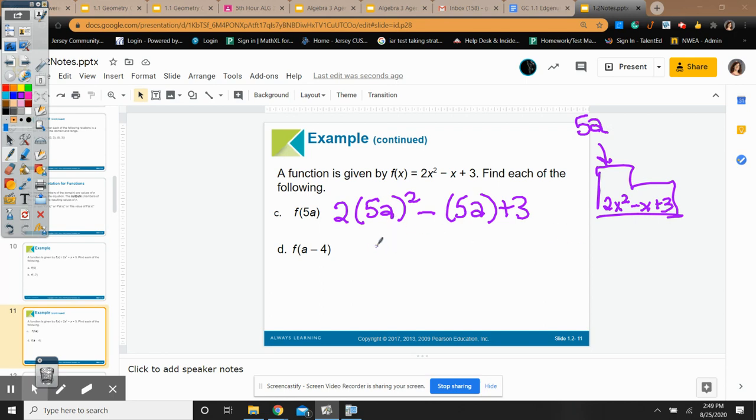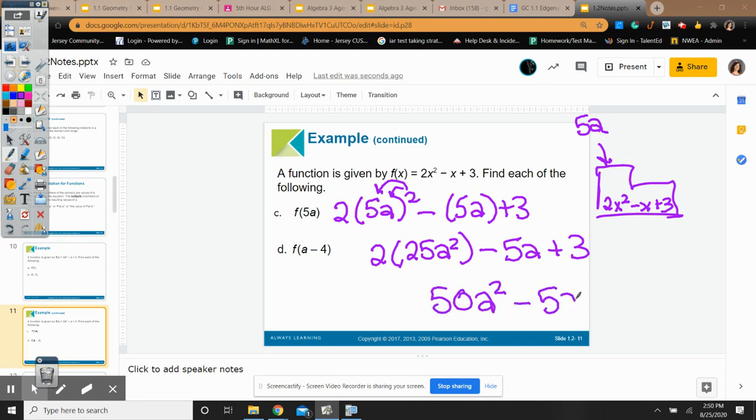So I'm going to take 2 times. If you take 5A times 5A, that's actually 25A squared minus 5A plus 3. 2 times 25A squared is 50A squared minus 5A plus 3. That cannot be simplified any further. So when you plug 5a into that function, it shoots all of this out.